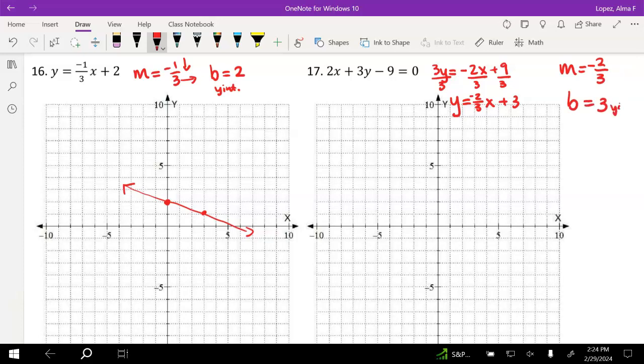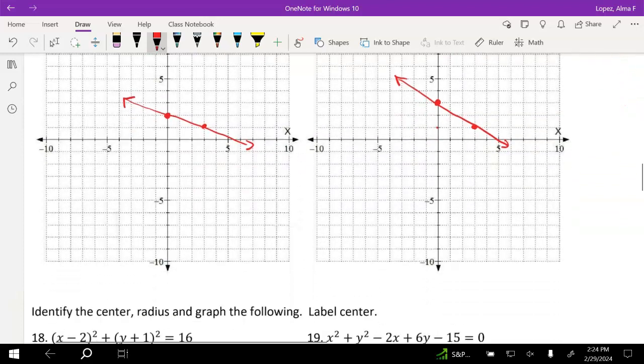That means our slope is -2/3 and our y-intercept is 3. That means our y-intercept, or where we start, is 3, and our GPS is telling us we're going to go down 2 and to the right 3 to get from point to point. So let's start. The y-intercept is at 3, and from there we're going to go down 2 and over 3. That was a negatively sloped line also, and it looks like it.